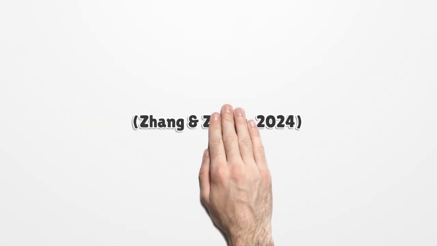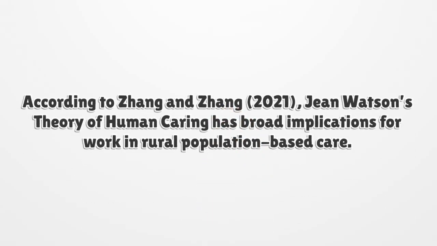An in-text citation for a work with two authors includes both of their last names. In a narrative citation, you would spell out the word "and" rather than using an ampersand. According to Zhang and Zhang, 2021, Jean Watson's theory of human caring has broad implications for work in rural population-based care.